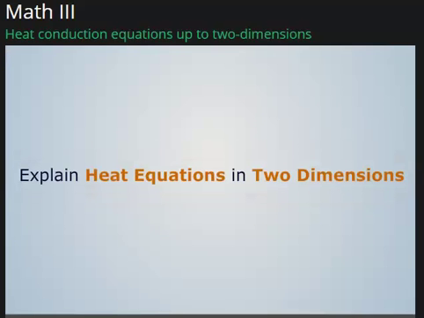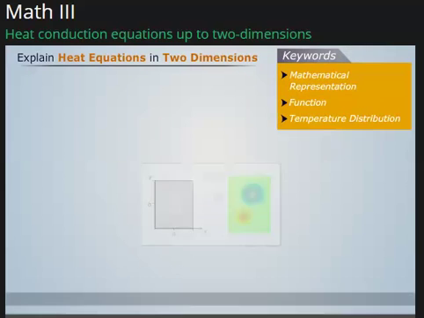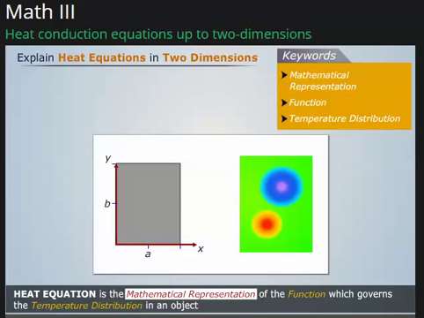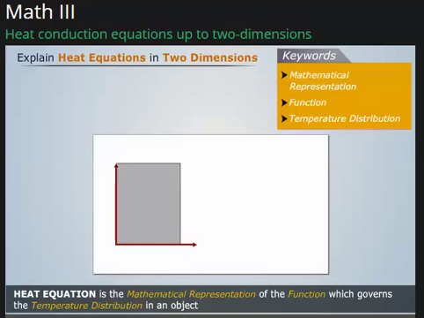Explain heat equations in two dimensions. Heat equation is the mathematical representation of the function which governs the temperature distribution in an object. For understanding the heat equation better, let's take an example. We take a thin rectangular plate made of some thermally conductive material. Suppose the dimensions of the plate are A and B.